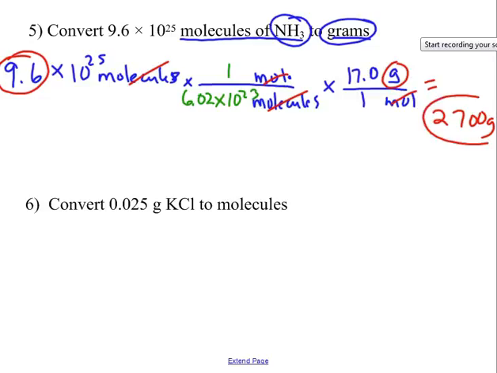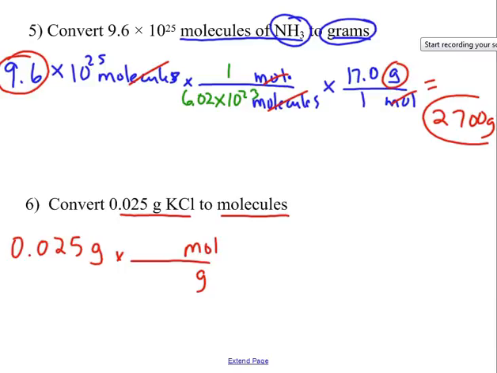Number 6, we're converting 0.025 grams to molecules. So again, this is going to be a 2-step problem. We're going to have to convert to the mole first. So again, you start with the number 0.025 grams. You set up your first conversion fraction. The unit that goes into the denominator is the unit that you started with, that you want to cancel. And like I said, you have to convert to the mole first, so that would be the conversion fraction units, moles over grams.